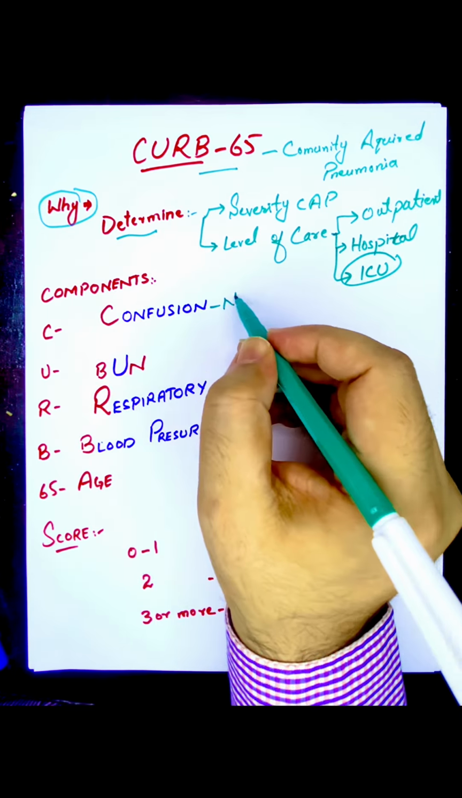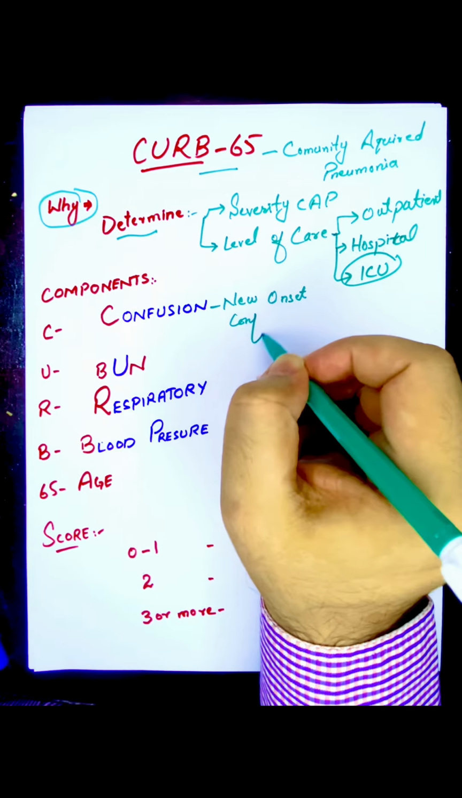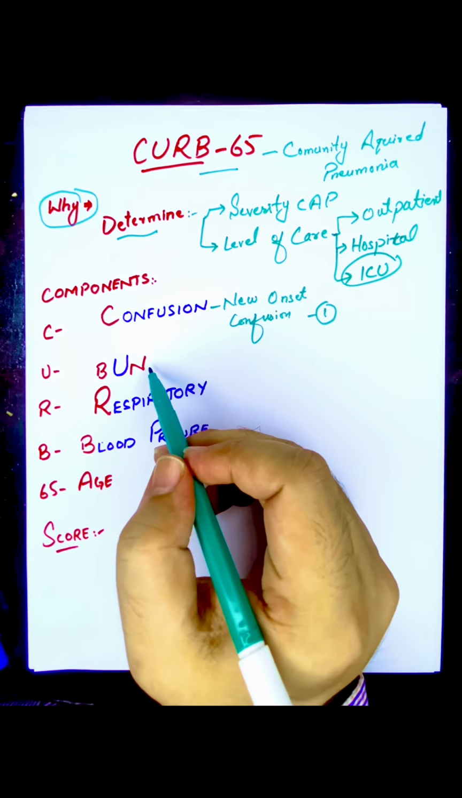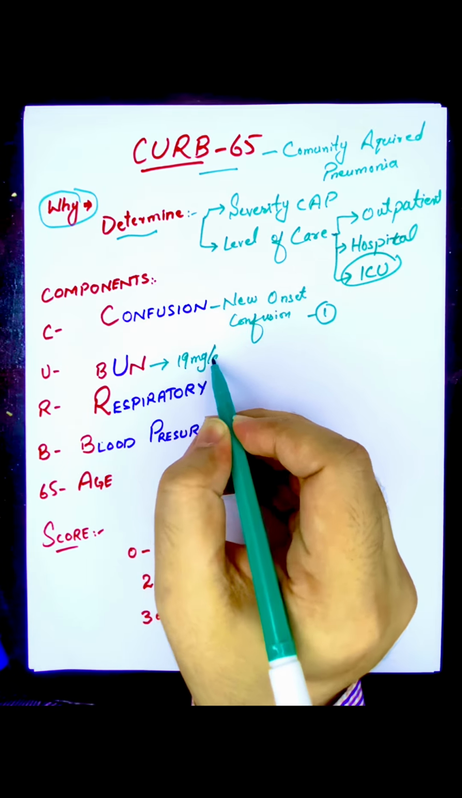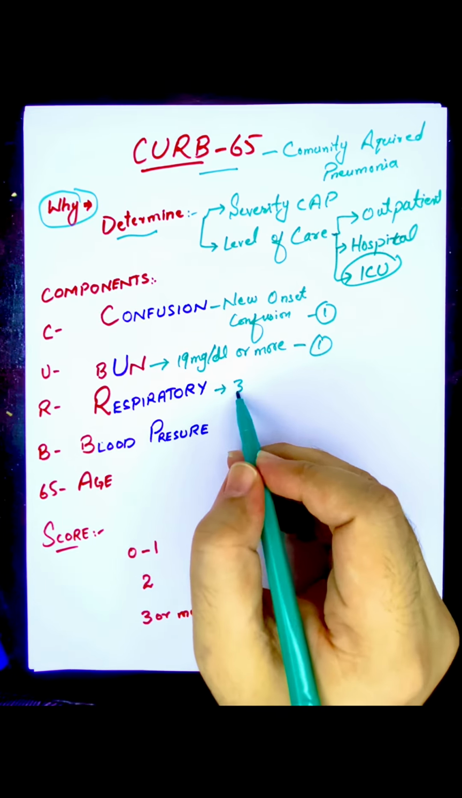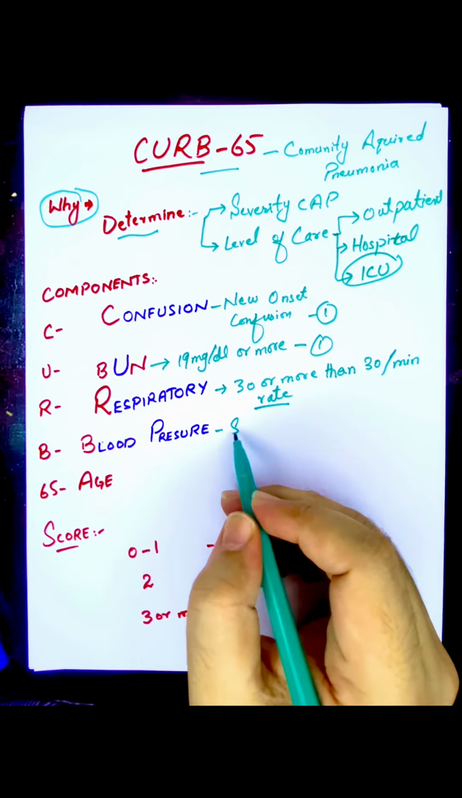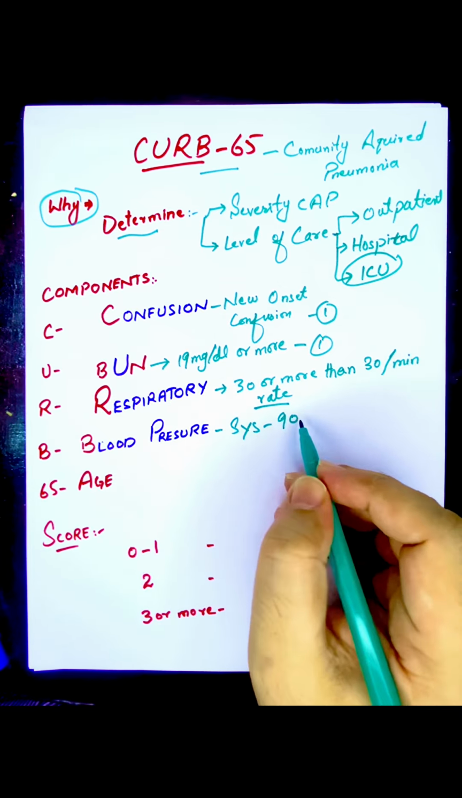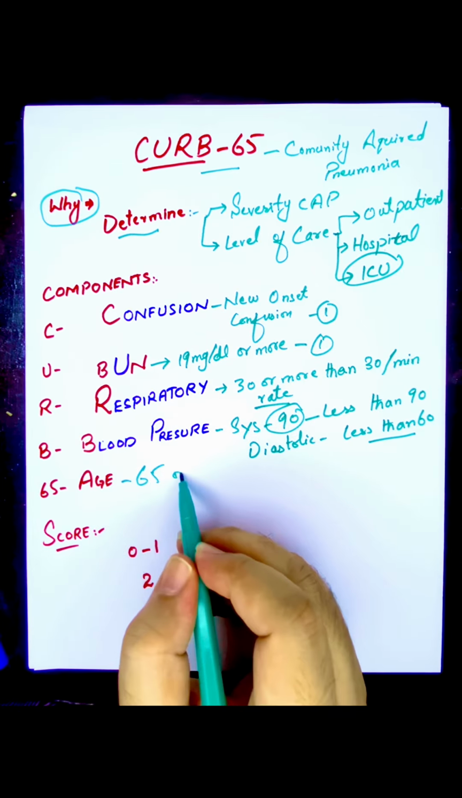Confusion: any new onset confusion. If there is any new onset confusion, the patient has 1 point. Blood urea nitrogen, or uremia, or raised urea levels: 19 milligrams per deciliter or more, then the patient has another 1 point. Respiratory rate of 30 or more per minute. Blood pressure: systolic blood pressure of less than 90, or diastolic blood pressure of less than 60. Age 65 or older.